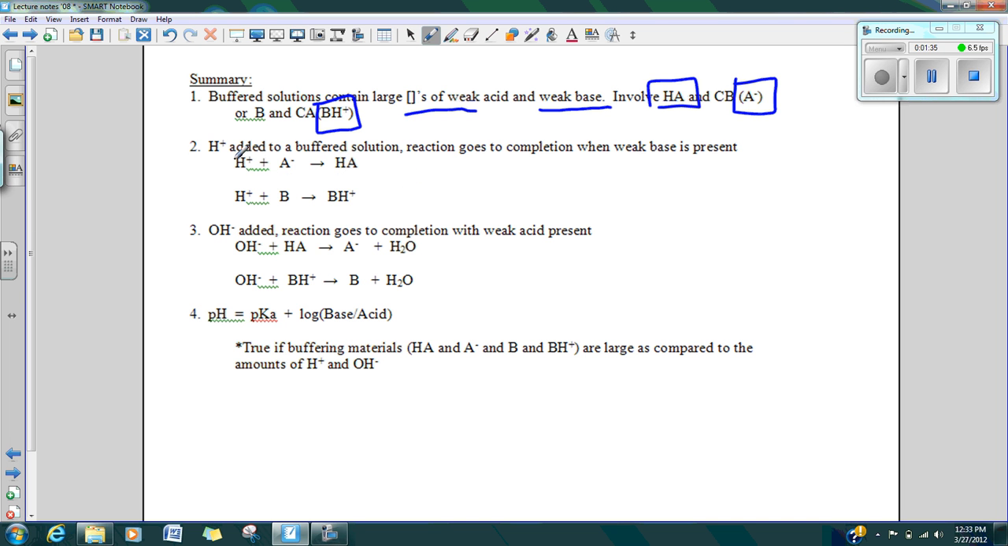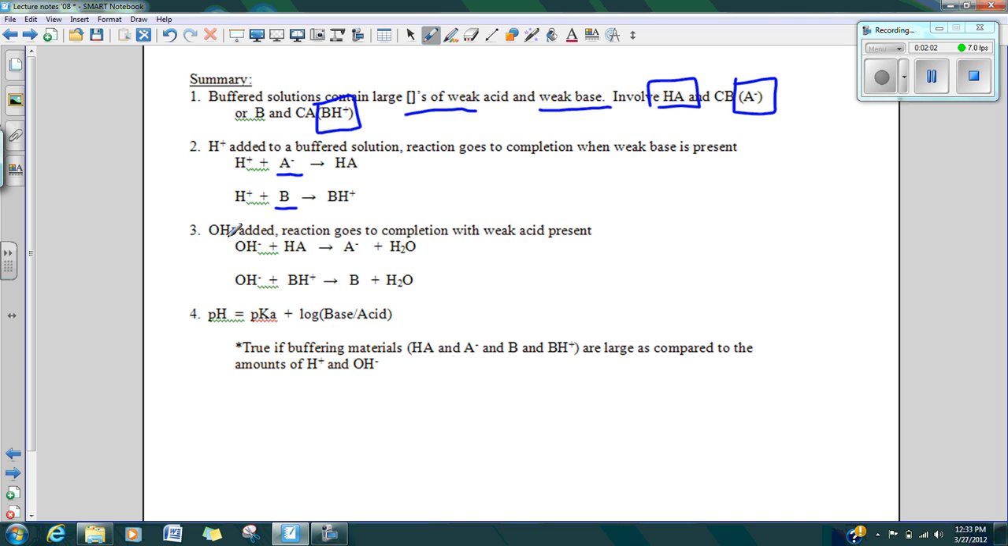So we have the hydrogen ion added to a buffered solution. The reaction goes to completion when a weak base is present, and that is always going to be true. You can see here I have a conjugate base, and I have another symbol for a base. In both situations, they are going to be weak, and you can see what our product is going to be. You would be able to go through, do ICE, or do the Henderson-Hasselbalch to see if it's a good buffer solution or not.